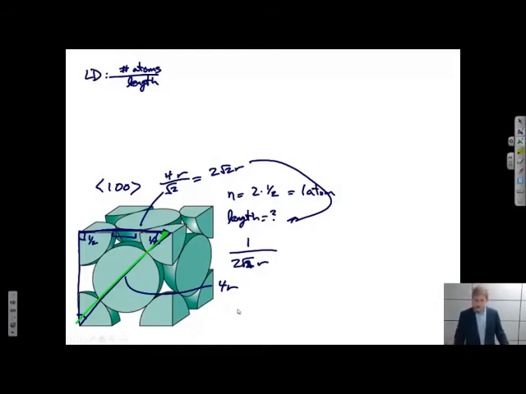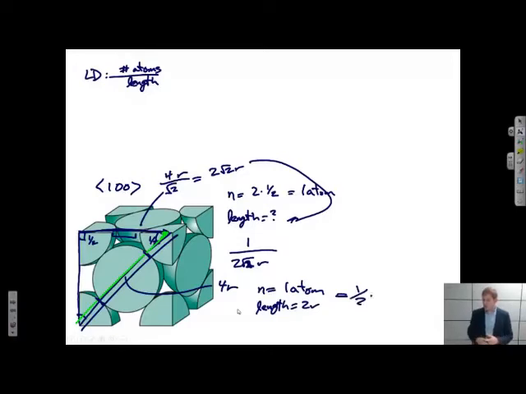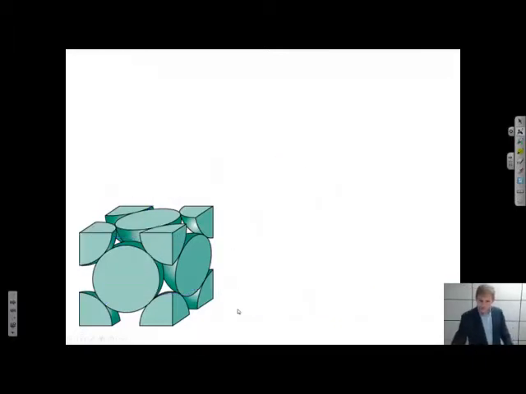One thing that's worth noting is that I don't need to use the full line as I drew it, because the linear density is independent of how long that line is. So if I just look at this 110 family again, say I just go from here to here. In this case, n equals 1 atom, and the length equals 2r. So again, I get 1 over 2r, which is the same as what I calculated using the previous method. Okay, let's talk about planar densities.